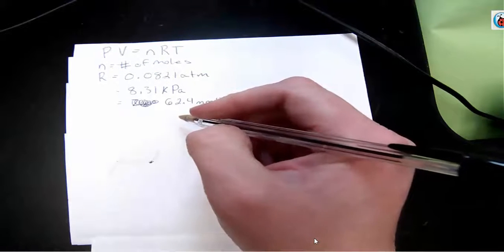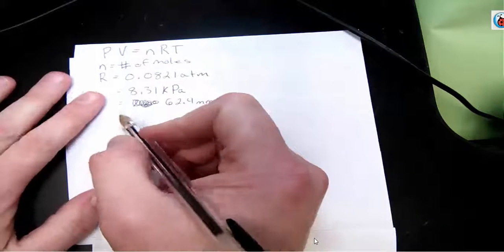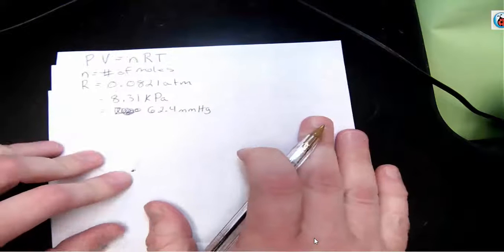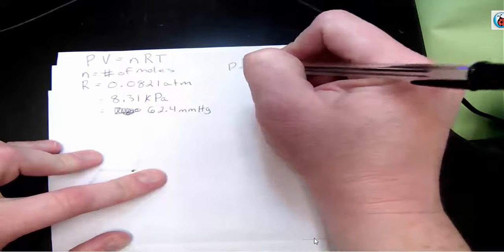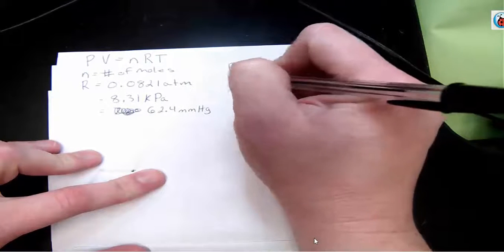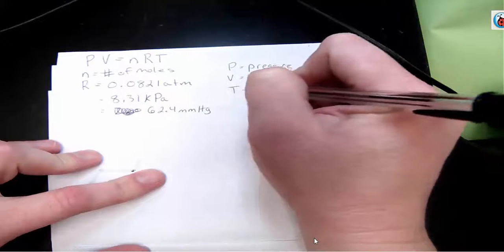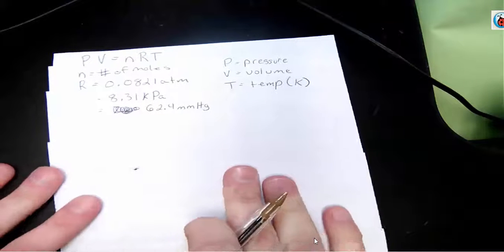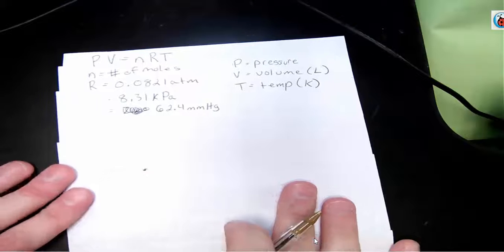Okay, so first, let's go ahead and we'll do a quick example. Go ahead and write the variables over here, for pressure, just in case you're not sure. Pressure. Okay, volume, of course, and T is temperature. And that temperature will be in Kelvin. Volume will be in liters. So let's do a quick example.